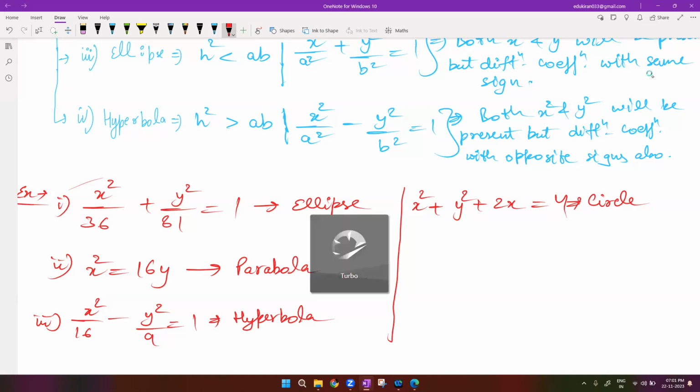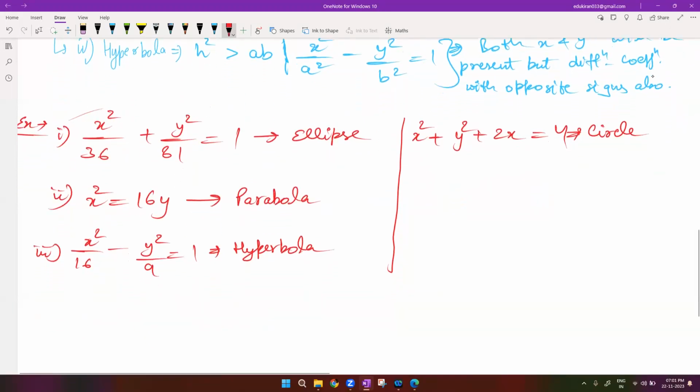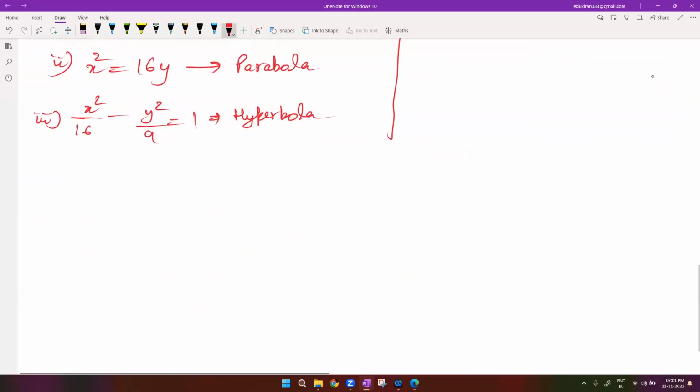Cool. Now we also need to know some more things about ellipse, parabola, and hyperbola. So let's start with parabola and then cover ellipse. Hyperbola we will cover whenever we need the equation of hyperbola. But before that, we have to cover these two things. One is parabola and the other is ellipse.